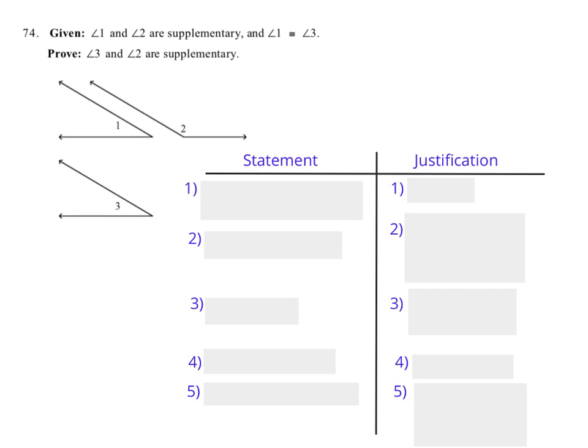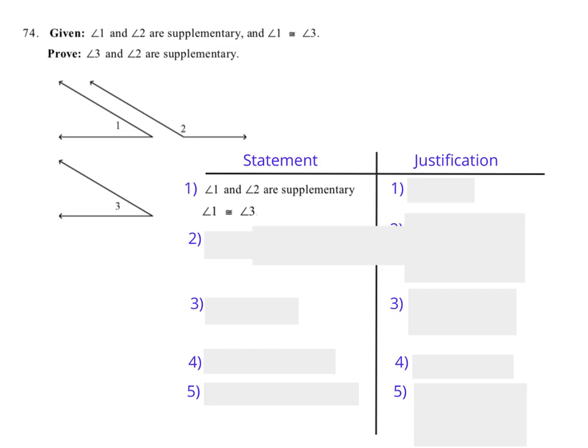Okay, given that these two angles are supplementary and that these two angles are congruent, we should be able to prove that we can replace this with this, and these two angles are supplementary because these two are, and these two are the same. So how do we do it? Let's start with what we know.